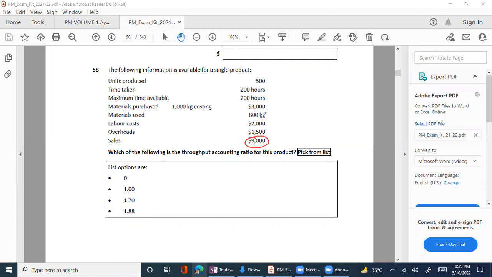Sales 9,000 and the material cost. The cost of material was given 3,000. So the throughput per unit will be, not per unit, the throughput in total will be $6,000. And if we go for the labor cost and the overheads, we will be having 3,500 as a fixed cost.